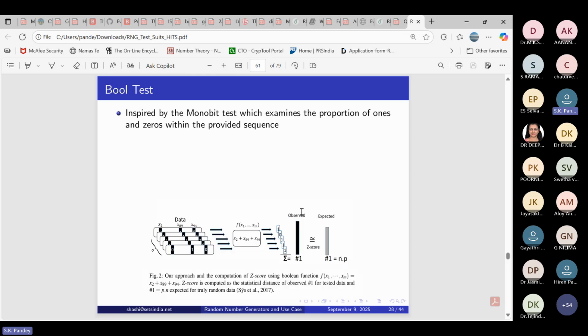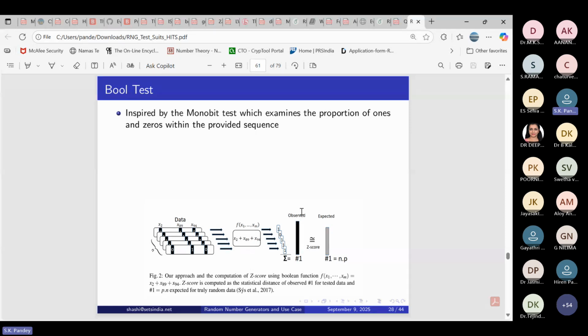Now come to the Boole test. I will just brief how this Boole test is working, and I will show you some statistical results we published in extending those properties of Boole test. Then I'll wind up that.